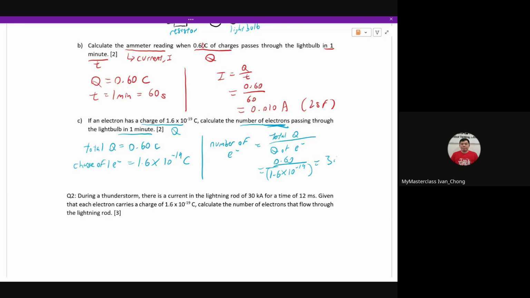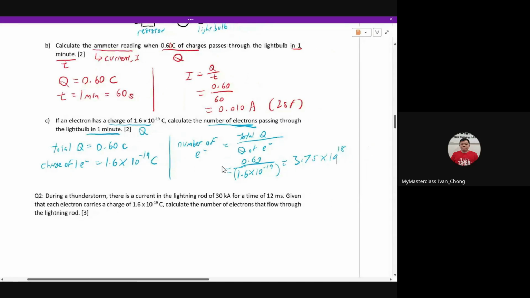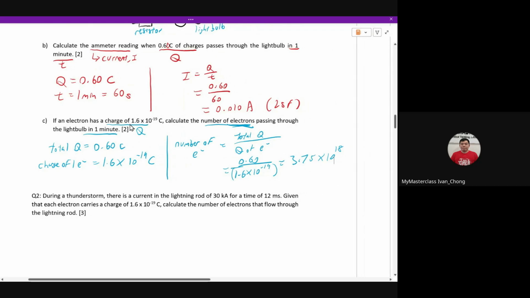So you end up with 3.75 times 10 to the power 18, right? So there's a lot of electrons itself. Normally for physics, we are not too concerned about the number of electrons. We leave that to the chemistry parts. But yes, there are occasional times where questions can ask you about it, but they'll probably give you the number. So you just need to understand how many electrons I need to add up all my charges to give me 0.60. That's what that question is asking for.